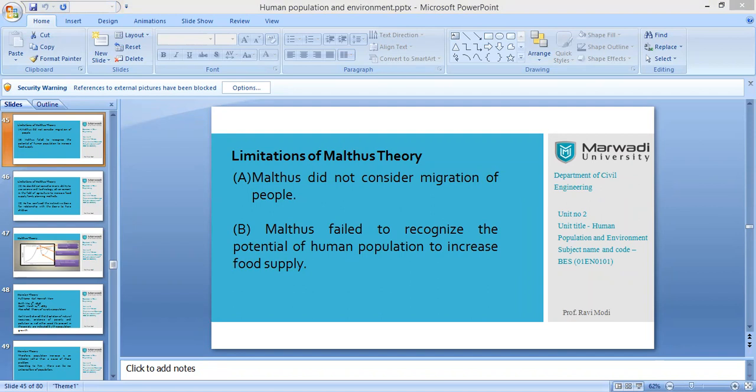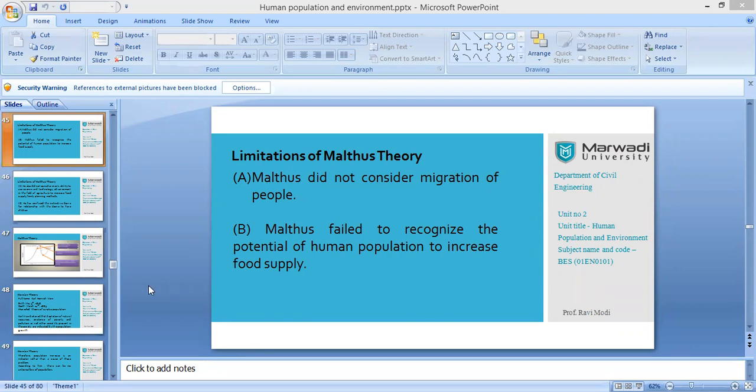Now if you go to the agricultural field, or the sector of agriculture, lots and lots of modern machineries and equipment are being used. Why? It is not very cheap, but it increases the capacity, it increases the chances of production by double or triple or four times. So Malthus did not consider this particular factor as well.